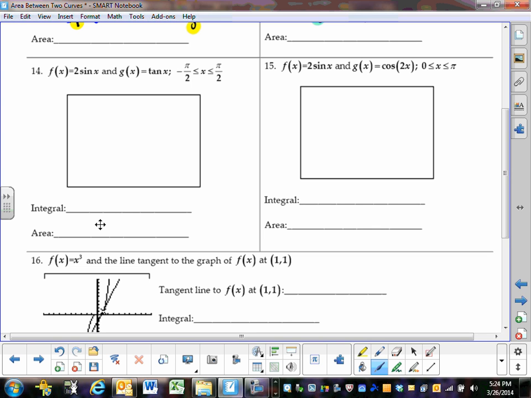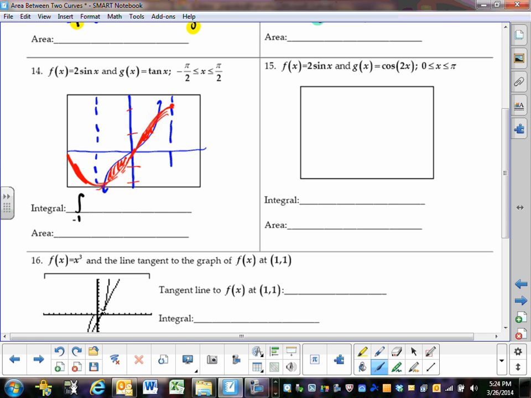Our next set of functions are 2 sine of x and tangent x. So between negative pi over 2 and pi over 2, tangent x is going to have asymptotes. And 2 sine of x is just going to be a taller version of sine. And then this is going to come down here. So we're talking about these pieces which are varying between who's on top.